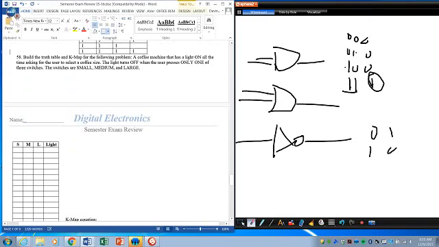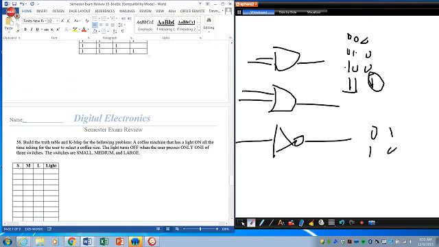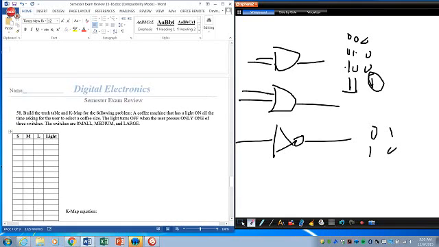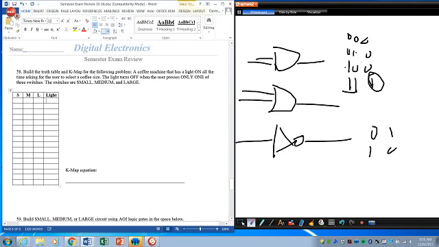Okay, number 58 is basically asking you to create this truth table for this little coffee maker project, okay? So it says the coffee machine has a light on all the time, asking for the user to select a coffee size. The light turns off when the user presses only one of the 3 switches. The switches are small, medium, and large. So small, medium, or large are your choices. And your light is the output. Basically, like what it says, the light is always on when nothing is pressed, right?